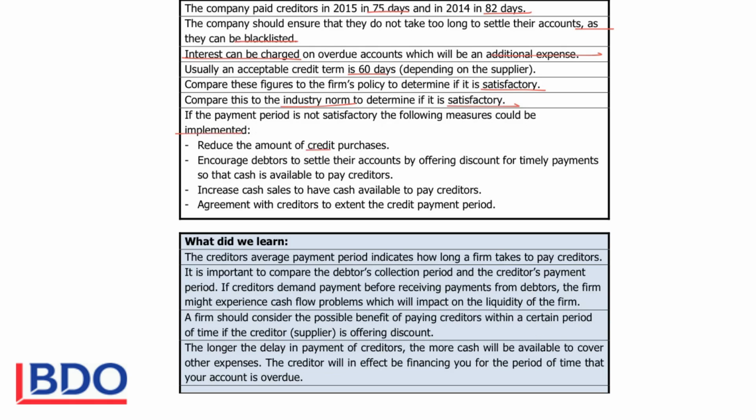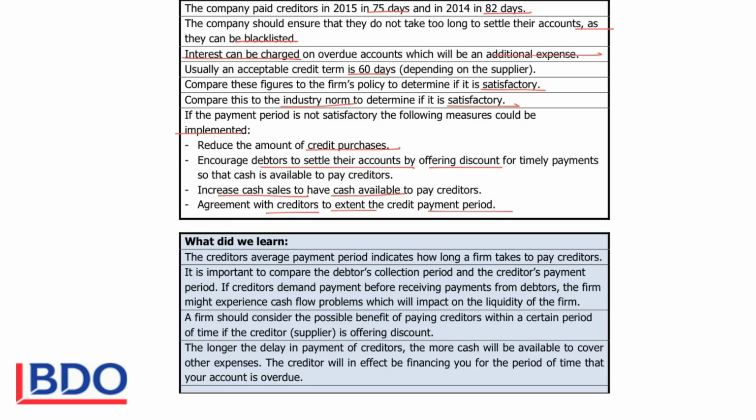Reduce the amount of credit purchases so that you don't have to pay so many creditors in the future. Try and buy for cash and don't buy unnecessary inventory. Encourage debtors to settle their accounts by offering them discount if they pay within 30 days so that you can have the money available to pay your creditors. Try and increase your cash sales so that you have cash available immediately to pay creditors. And if none of these measures help to improve the situation, you will have to sign an agreement with the creditors to extend the period that you pay them back.